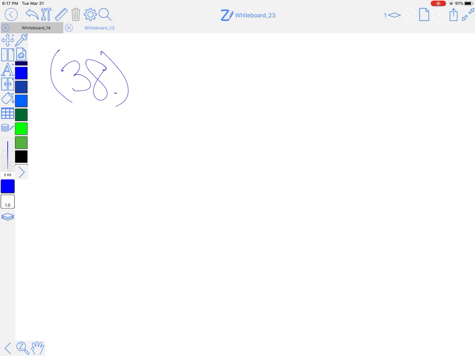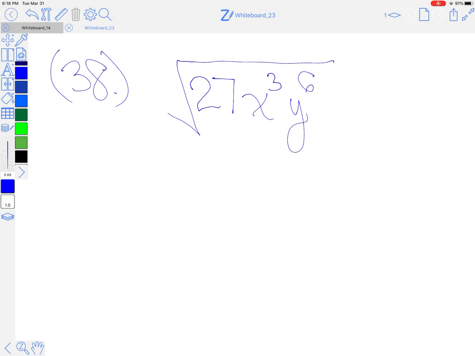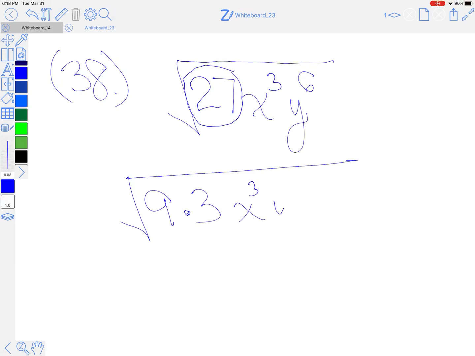Let me think of something here. Maybe something like 27 x to the 3rd y to the 6th. So if we're looking at this, we're trying to simplify this, break it down into its easier parts. And remember, we look at this number and we're thinking about that perfect square list. If you remember when we did these on the board. 27 is divisible by 9, and 9 is one of my perfect squares. 9 times 3. And I still have x to the 3rd, y to the 6th. We know the square root of 9 is 3, so I can pull that 3 out in front.